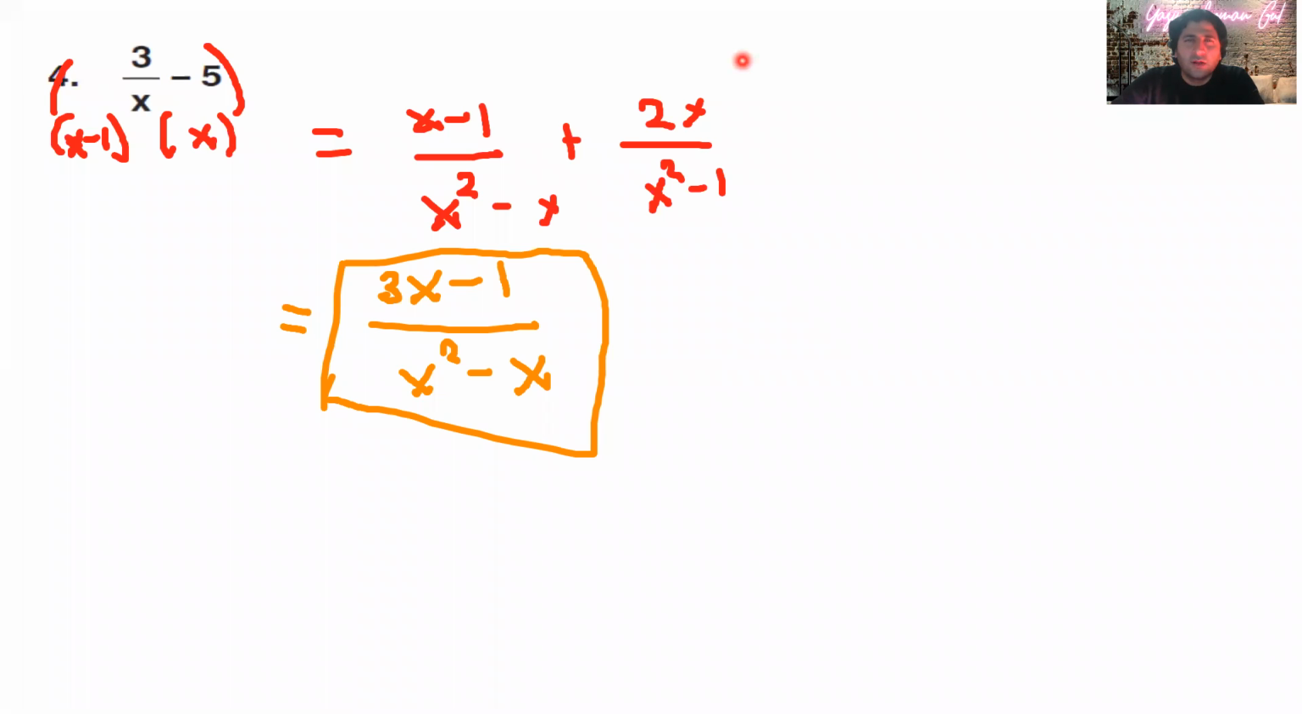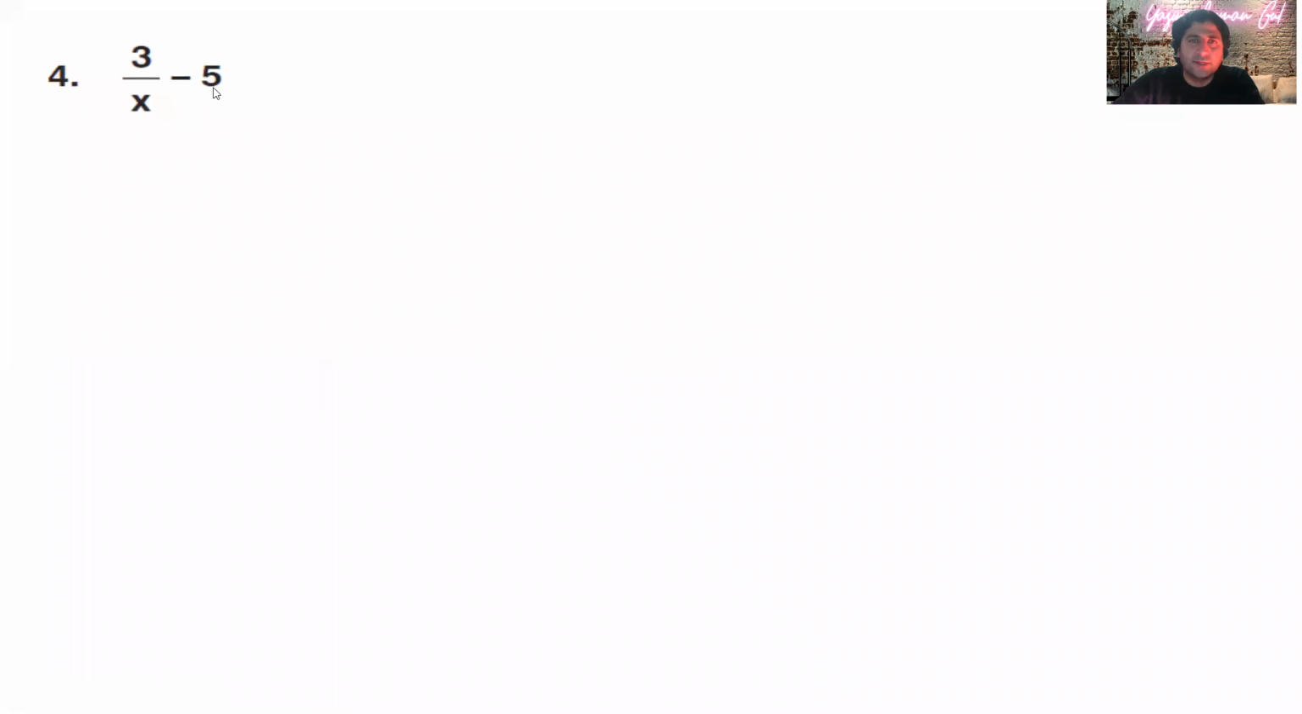All right, this question, so it's 3 over x minus 5. Guys, we did say that all the whole numbers can be written as fractions if we add 1 to their denominator. Let's add 1. So now it's going to be 3 over x minus 5 over 1. So this is going to be 1, and this is going to be x.